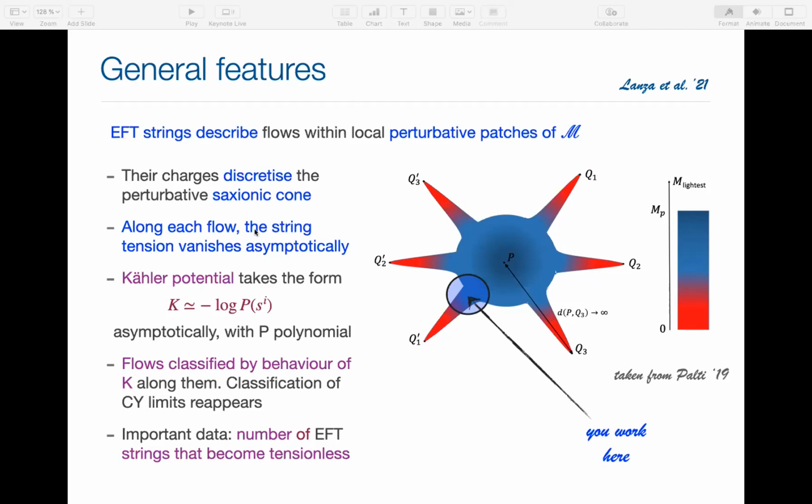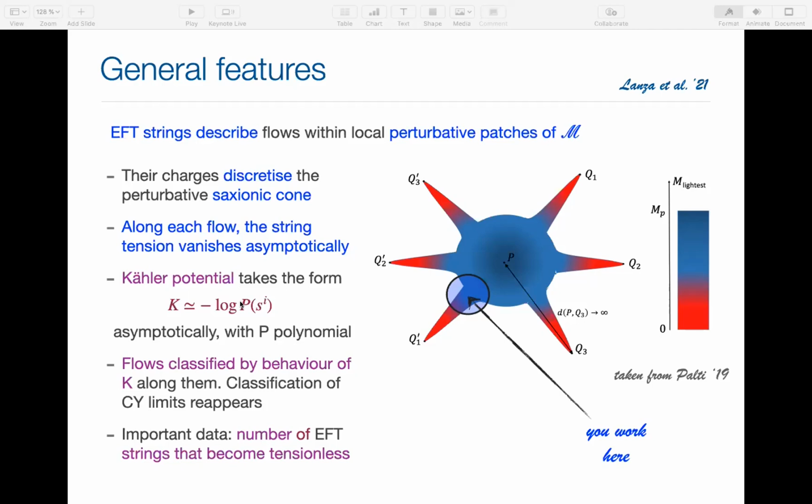Along each flow, the tension of the string that generates it vanishes asymptotically. And then, well, we have a Kähler potential. This is based on string examples that look like this. And then one can go and classify the flows based on the asymptotics of the Kähler potential, or in terms of string physics, the number of EFT strings whose tension vanishes in a limit, which can be one or can be more than one. So essentially this physical data recast in terms of a string encodes the asymptotics that are here, which are encoded in this polynomial. It's a way of repackaging the information.